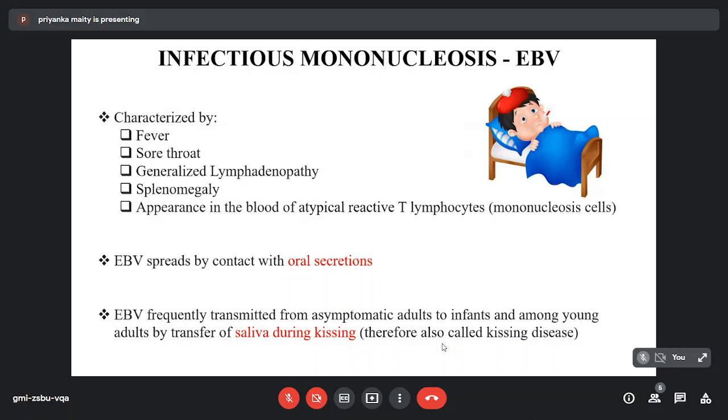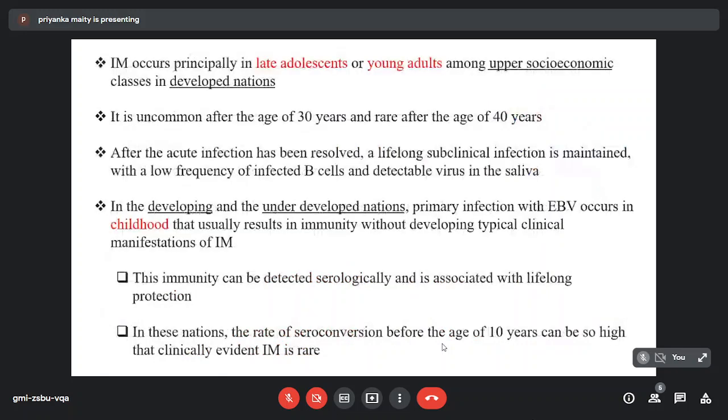IM occurs principally in late adolescents or young adults among upper socioeconomic classes in developed nations. It is uncommon after the age of 30 years and rare after the age of 40 years. After the acute infection has resolved, a lifelong subclinical infection is maintained with a low frequency of infected B cells and detectable virus in the saliva.